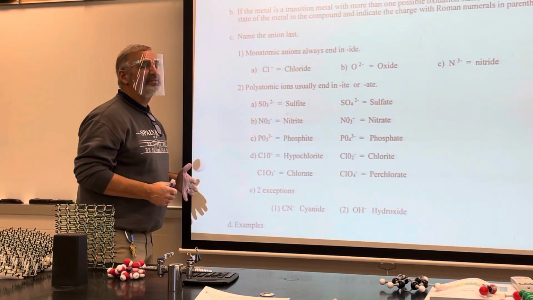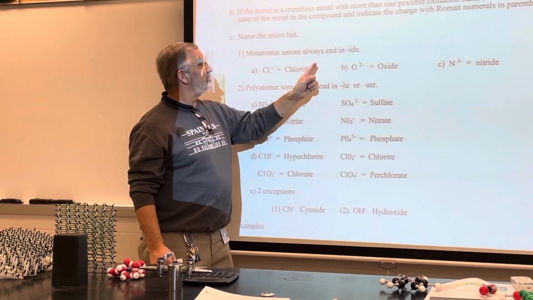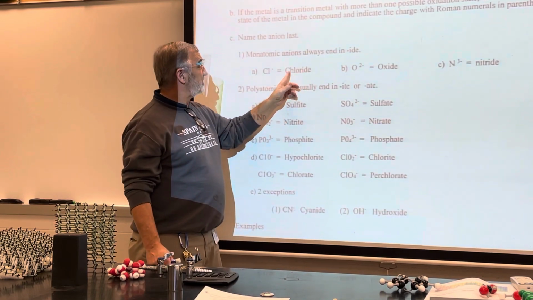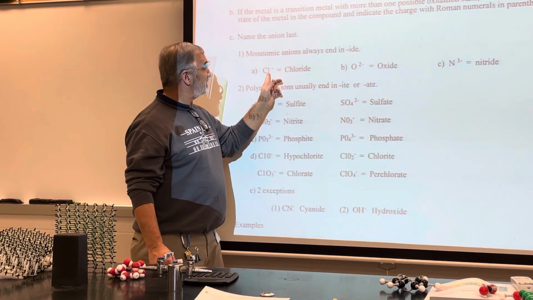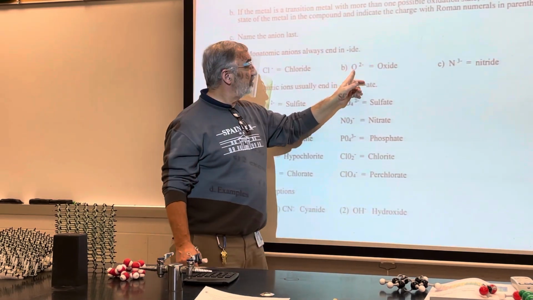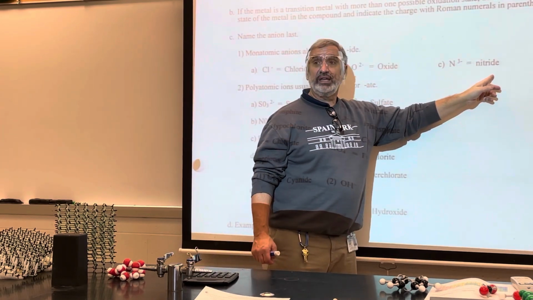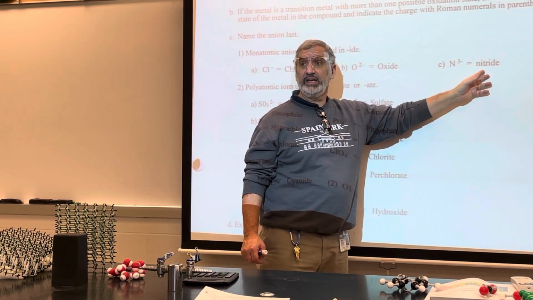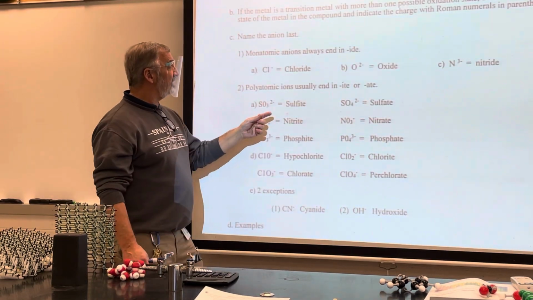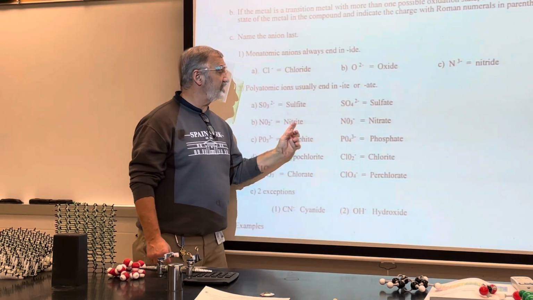Now, ions always end in one of three suffixes. If it's just monatomic, no other elements are present, it's going to end in -ide. Cl is chlorine, Cl minus is chloride. O is oxygen, O2 minus is oxide. N3 minus, nitride. So if it's just by itself, it's going to end in -ide. If there's oxygen with it, it's going to end in either -ite or -ate. What can you see is the relationship between the -ites and the -ates?